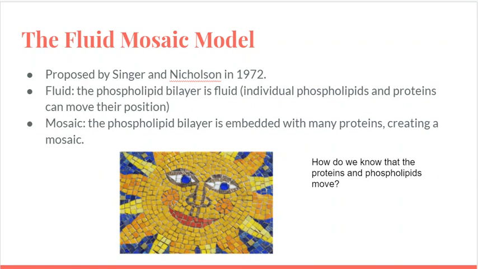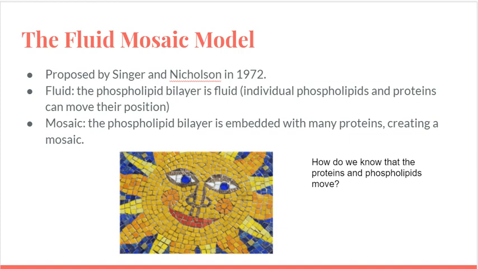Back in 1972, these two scientists discovered what we call the fluid mosaic model. What this says is that the bilayer is fluid, meaning it's moving. So individual phospholipids and proteins can move their position. They're not just stuck in place. Some things are kind of anchored, but other things move around.